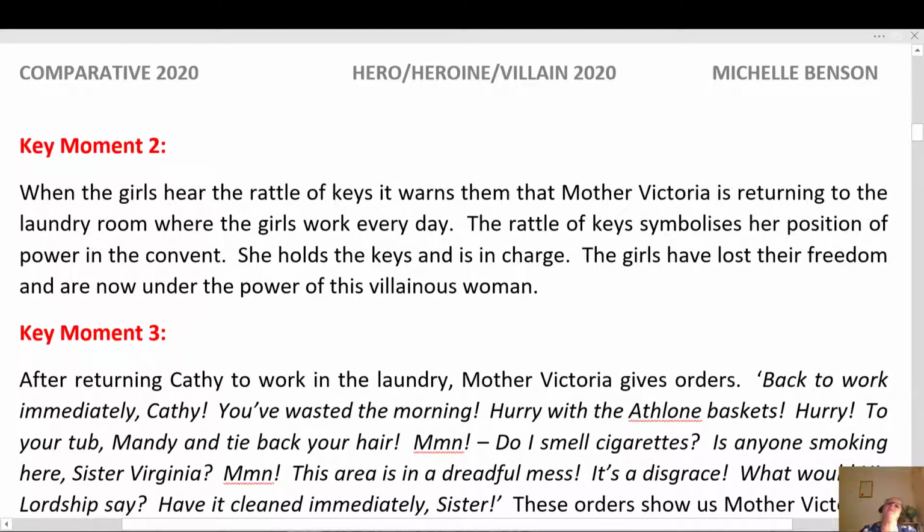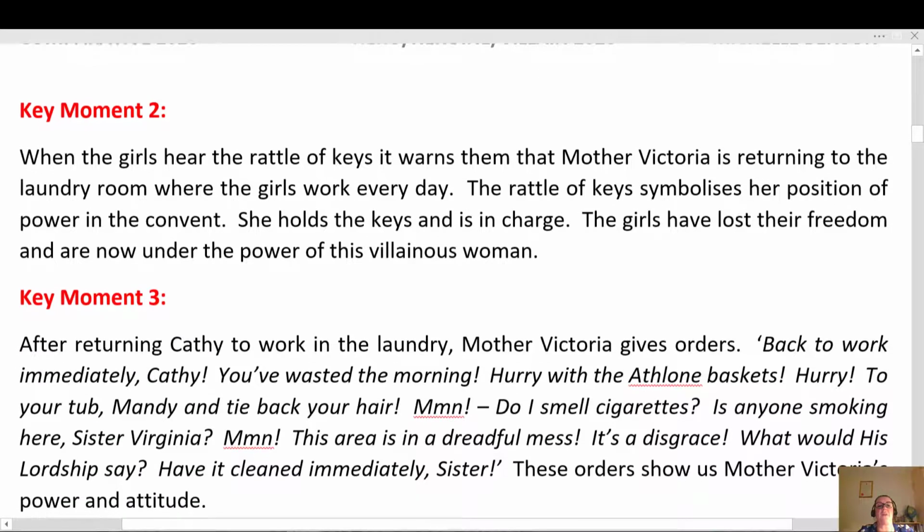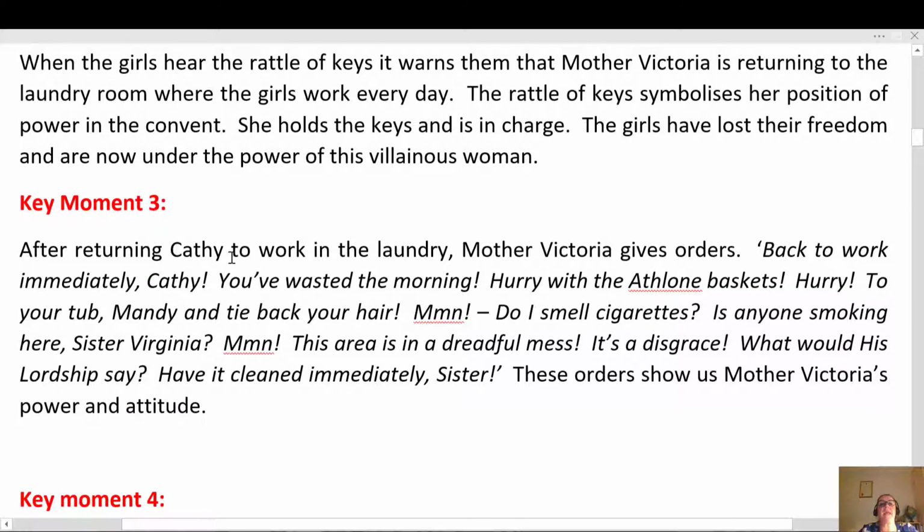A second key moment to show that the villain, Mother Victoria, abuses her power is when the girls hear the rattle of keys. It warns them that Mother Victoria is returning to the laundry room where the girls work every day. The rattle of keys symbolizes her position of power in the convent. She holds the keys and is in charge. The girls have lost their freedom and are now under the power of this villainous woman. A third key moment which shows us that Mother Victoria abuses her power is after returning Cathy to work in the laundry. Mother Victoria gives orders.